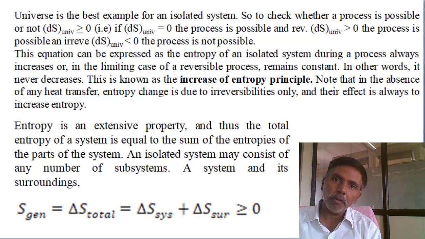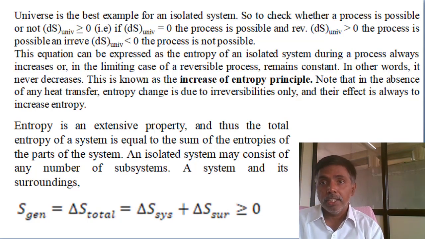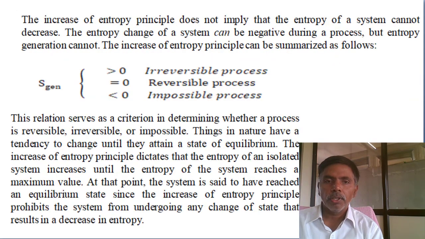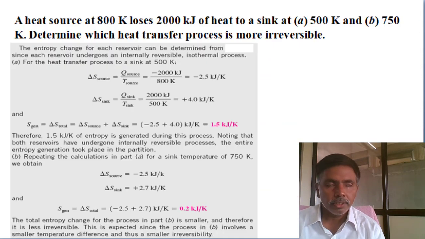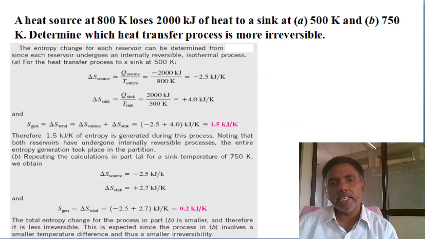In that direction only our process can execute. In a rare condition, if both system and surroundings achieve reversibility, which is a hypothetical assumption only, in that condition only we will get 0. Not less than 0. Always greater than 0. This is called the entropy increasing principle. S generation is always greater than 0, and in the rare case equal to 0. One example problem we can solve, then we will get a clear idea.